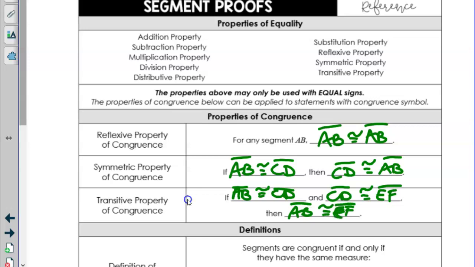So CD was our common link between those other two entities, so we could link them together through the transitive property of congruence. Any questions so far? Transitive property is used a lot in these beginning proofs, so you will see that most often.